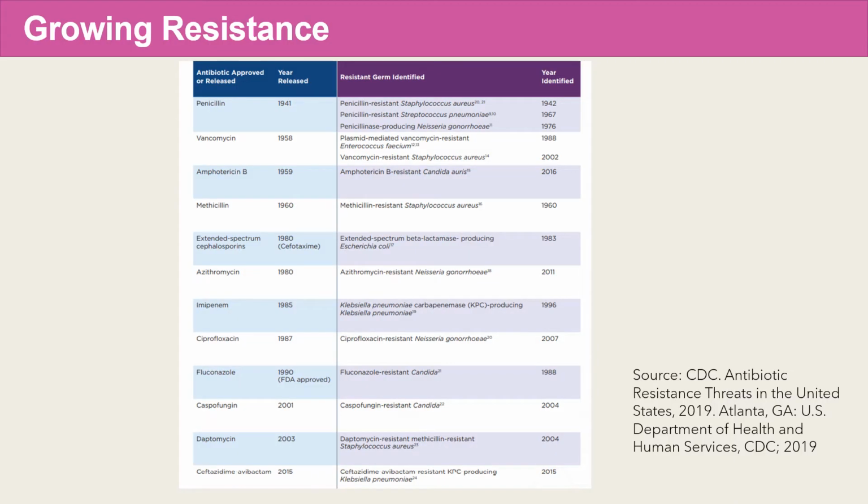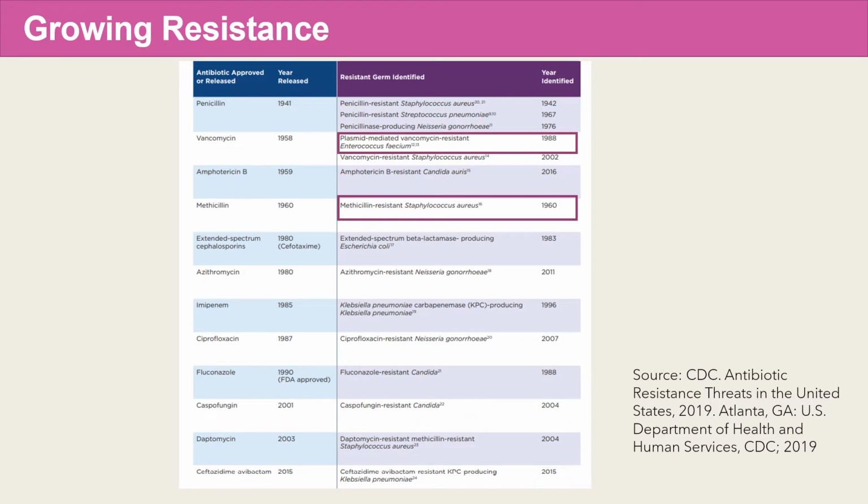As you can see in this slide, the development of resistance has been going on for many years, ever since penicillin was first developed. Some key organisms that became resistant include Staph aureus to methicillin and Enterococcus to vancomycin, both of which we previously discussed in the antibiotics module. Luckily for us, new antibiotics have and are being developed to effectively treat these types of resistant organisms, but it is an ongoing challenge.